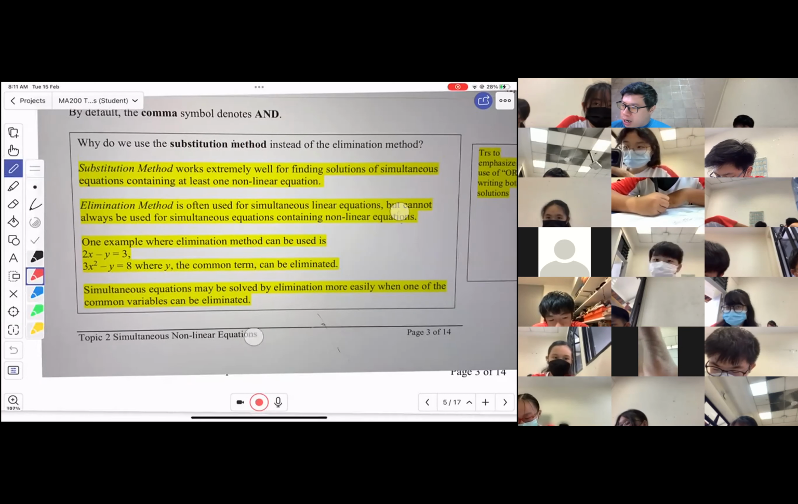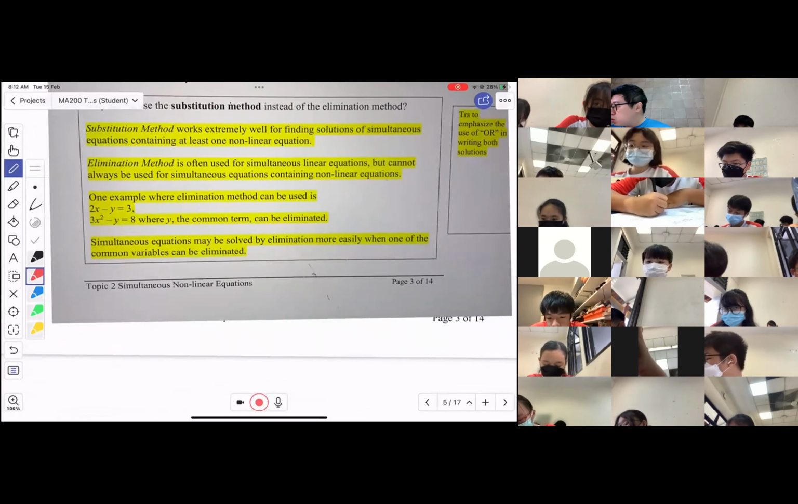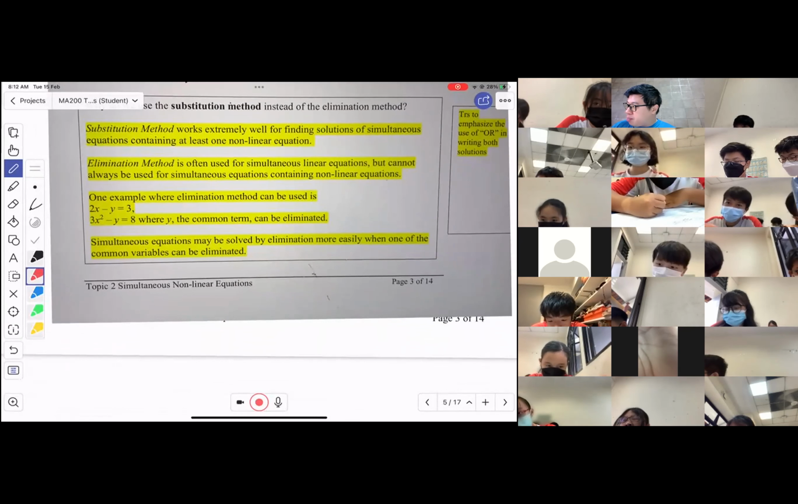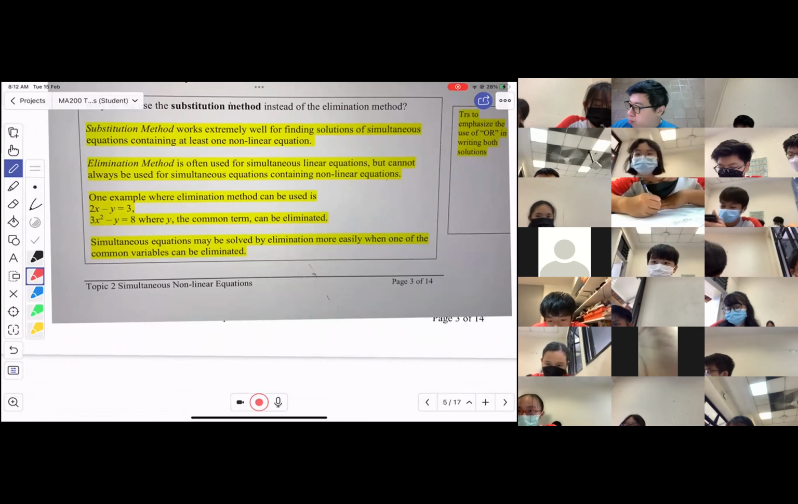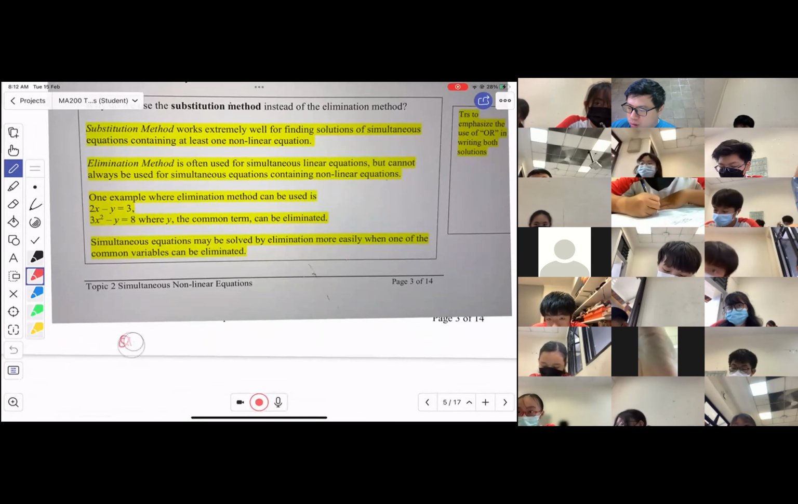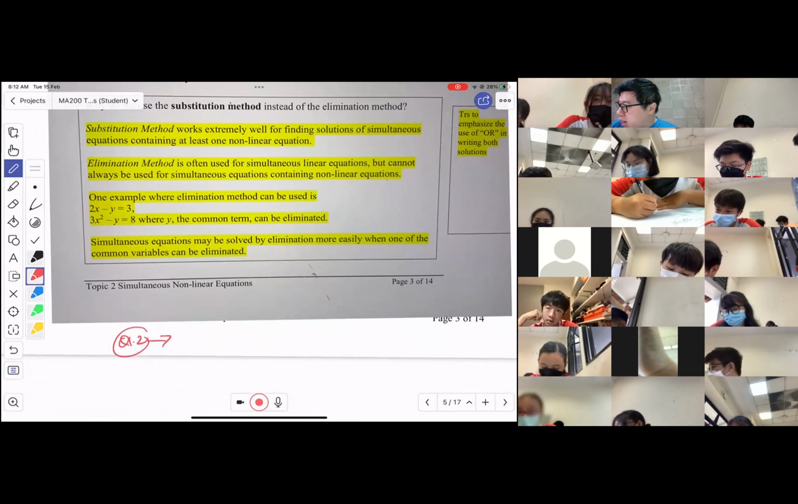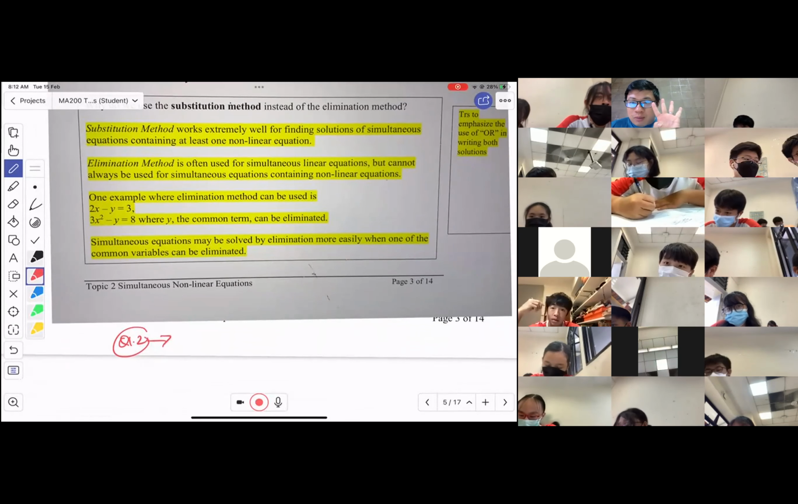Because I can't move the pages, I just want to talk about this. There's one boy who sent me a question on question 1.2. I just want to say, line number 4, there's a mistake.